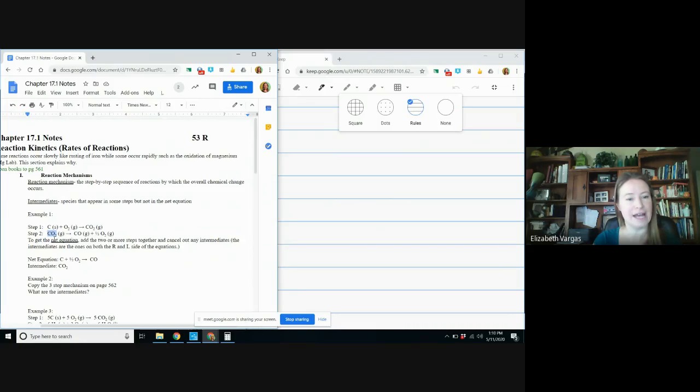Okay, so the net equation is kind of like in math, if you have multiple lines of a problem, you're going to add up everything, and your net is like the total that you'd get at the end after everything cancels out. Okay, so the net equation for this two-step mechanism is going to be carbon, because carbon didn't cancel, so this came down here. I'm going to put that solid in there. So this should actually look like that.